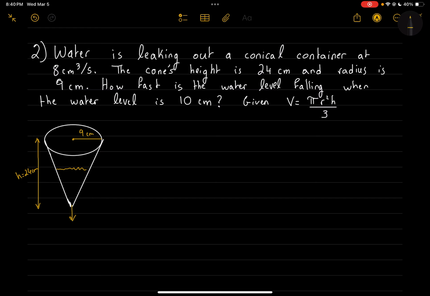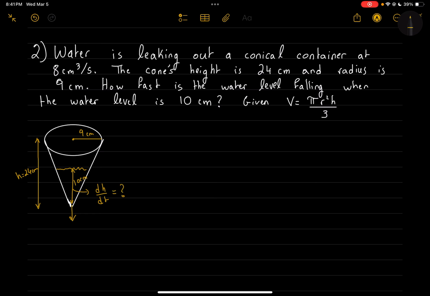What else do we have? So we were asked to find how fast is the water level falling when the water level is at 10 centimeters. So if the water level over here is 10 centimeters, right? And this is going to be like our h, even though the total h is 24, but at this instant, the h was 10 centimeters. They want us to find how fast is the water level dropping. So we want to see this piece, how fast is it dropping down, right? So basically what they want us to find is dh over dt.